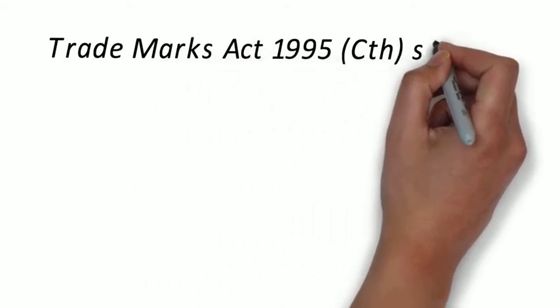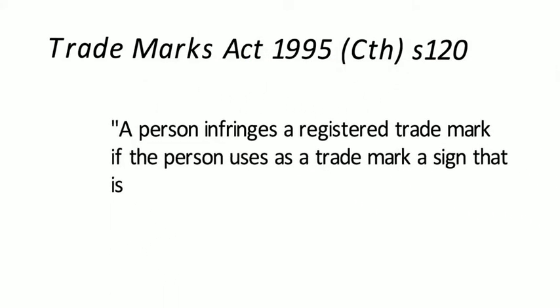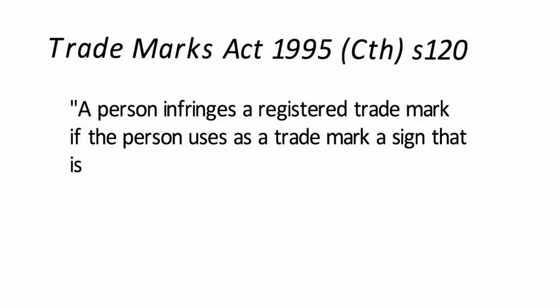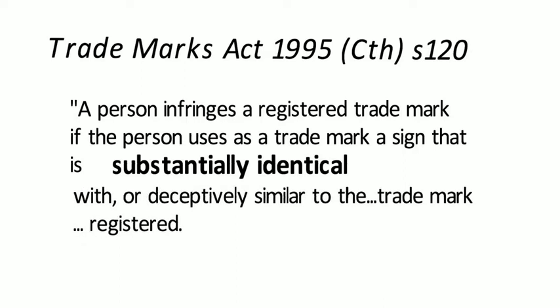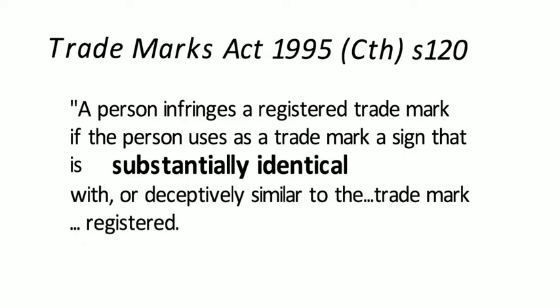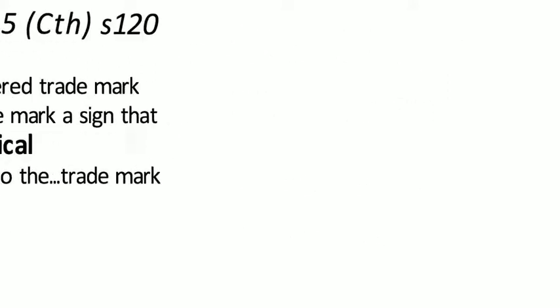A person infringes a registered trademark if the person uses as a trademark a sign that is substantially identical with or deceptively similar to the trademark registered. It is important to note that substantially identical and deceptively similar should be read separately and involve different comparisons to ascertain if a trademark has been infringed. Substantial identity carries a higher onus.